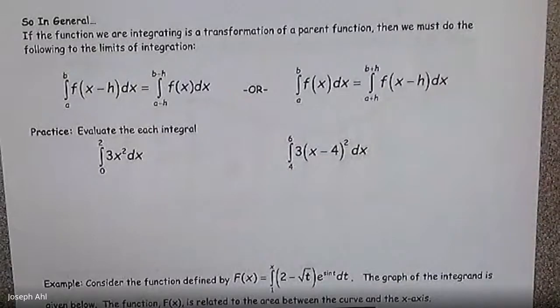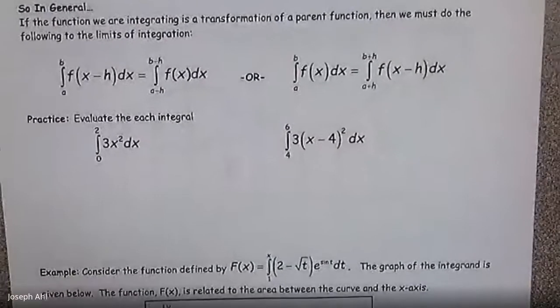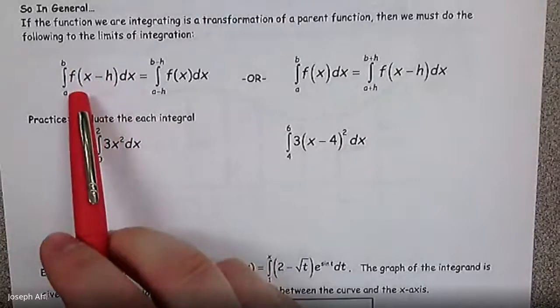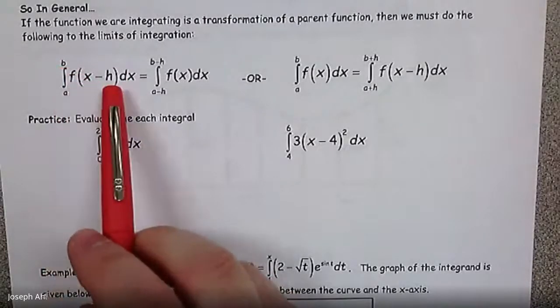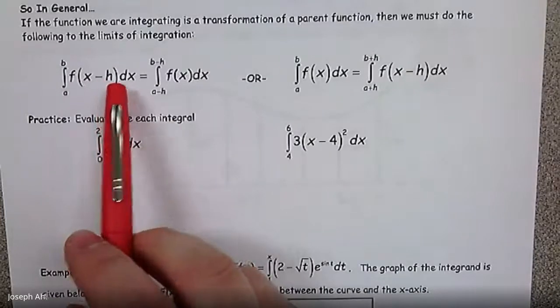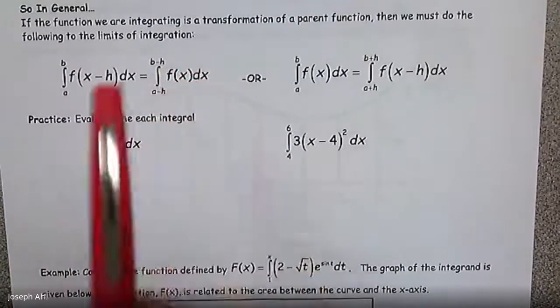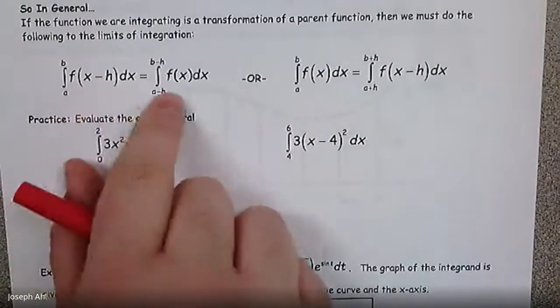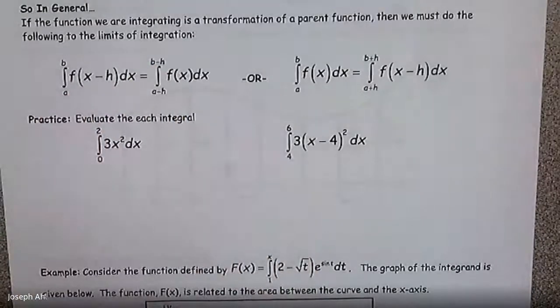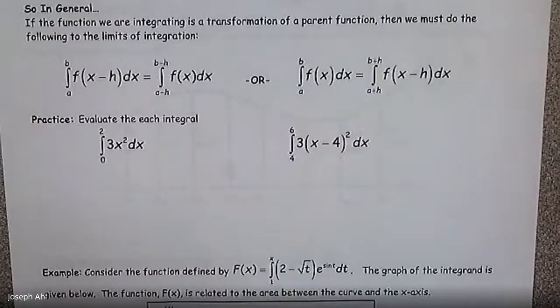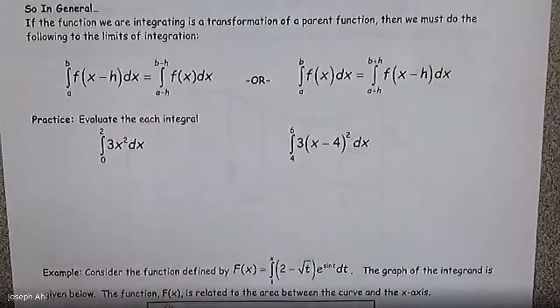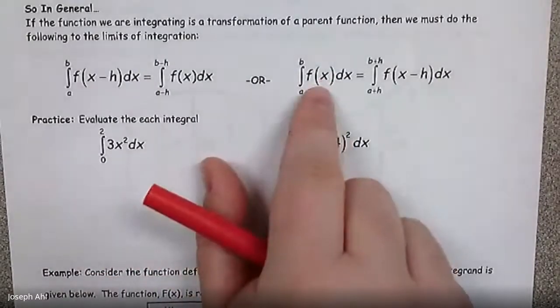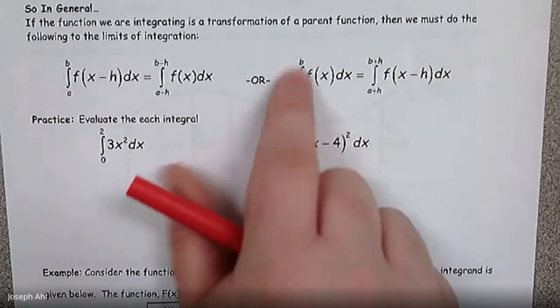In general, if the function we're integrating is a transformation of a parent function, then we must do the following to the limits of integration. So if you have some transformation and you're integrating from a to b for f of x minus h, and you want to figure out maybe just integrating the original function f of x, what you would do is subtract h from each of those bounds in your definite integral, and you could apply those bounds to the original function f of x, and that would be just fine.